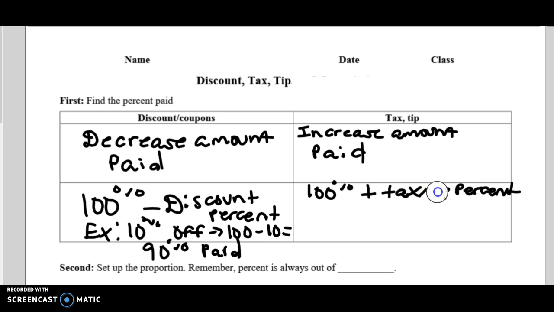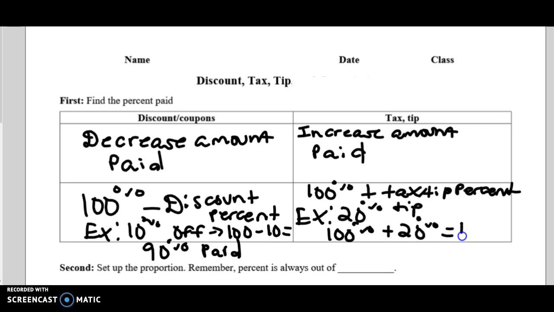It says tip. With the example I just said, if I pay a 20% tip, I have 100% plus 20%, which gives me 120% paid. Now, there are different ways you can solve these problems, but this is just one strategy that I use.